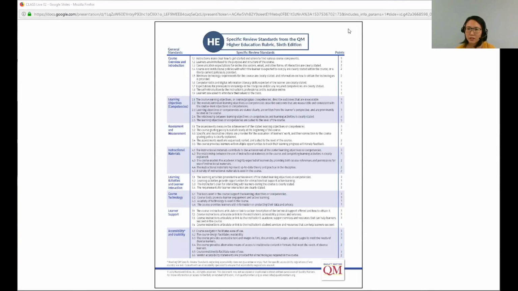The center of this rubric contains what are called the specific review standards, and they describe the general ones in more detail. Now, all the specific standards in this rubric are designed to help you create a course that students can be successful in. But the first section, the course overview and introduction, and the seventh, the learner support, specifically address student online readiness, which is our topic today.